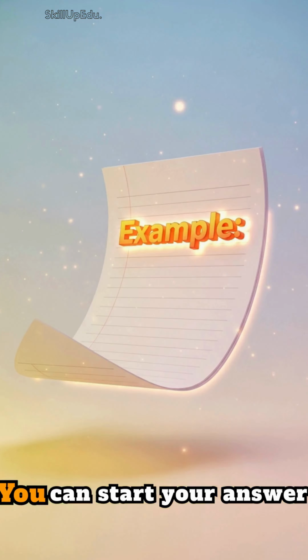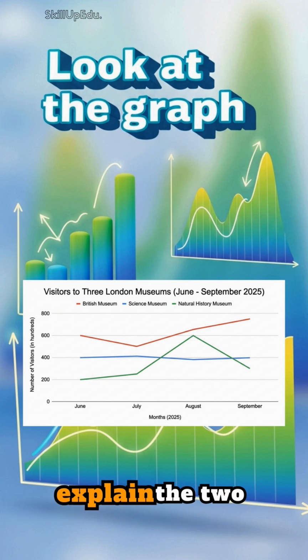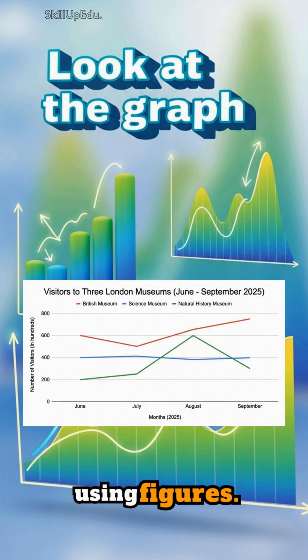You can start your answer with, the line graph illustrates how many people visited 3 museums in London over 4 months in 2025. Step 2. The overview. This is the key part of your answer. Look at the graph and explain the 2 most obvious patterns without using figures.